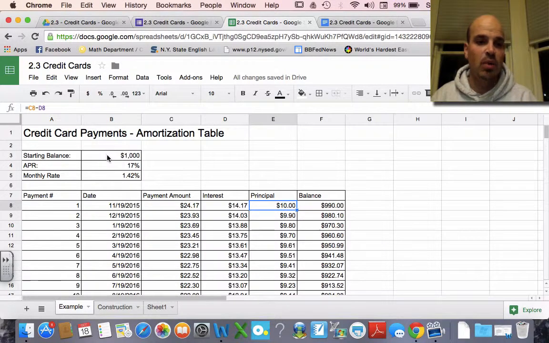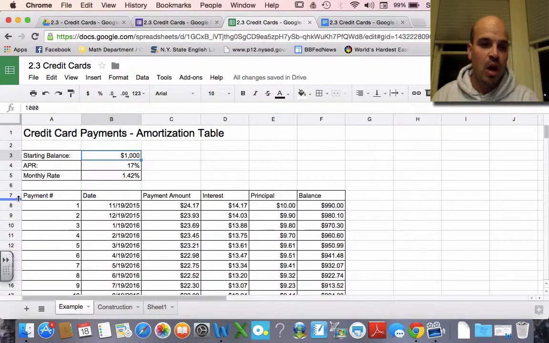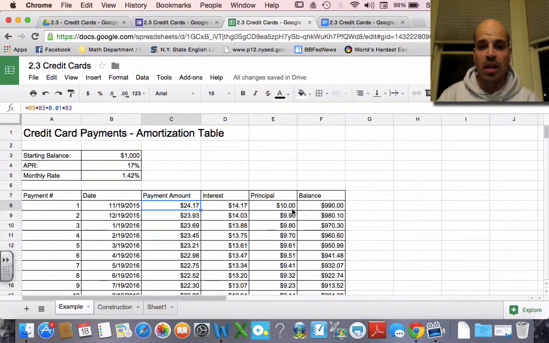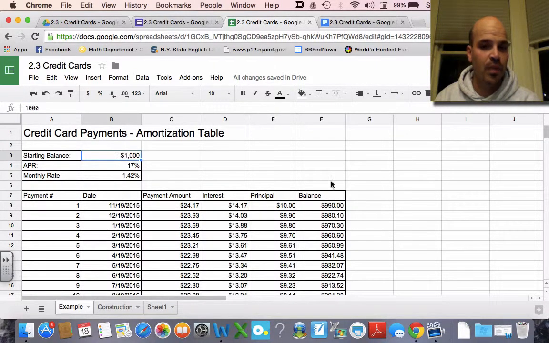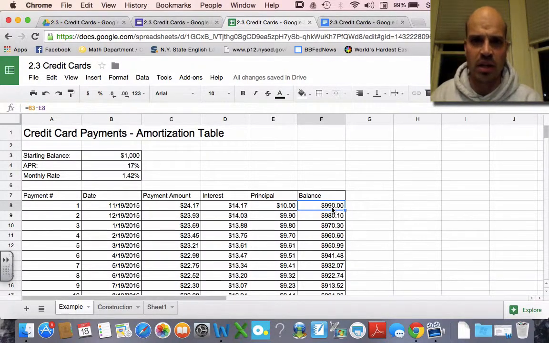So in this example, on our first payment, our interest was 14 of the total $24 we paid, and only $10 went toward paying off the $1,000. So we were left with a balance of $990. I'm going to show you how to construct this table.